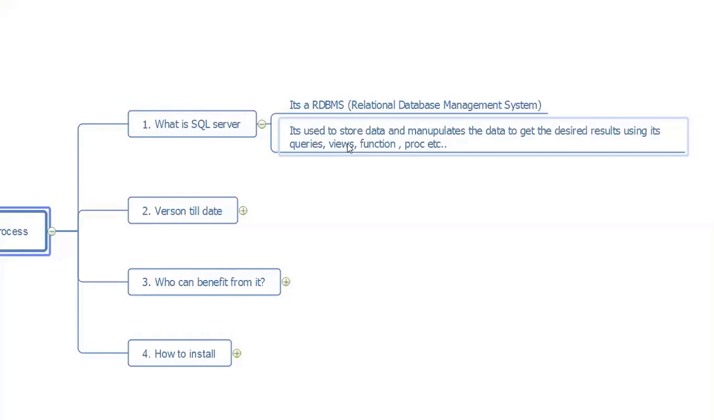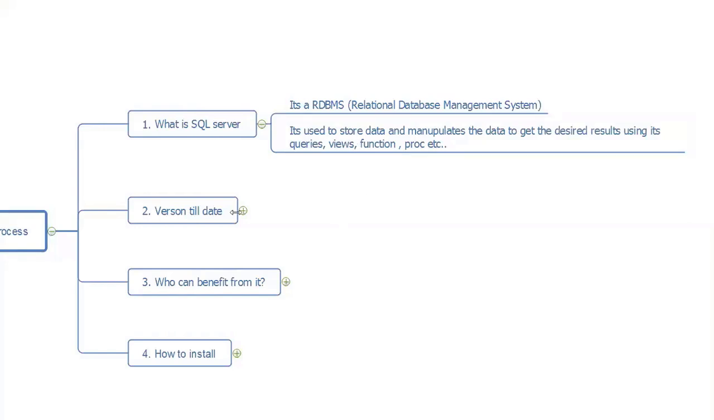And after storing data, you want to fetch the results, you want to pull the results again to see what the results of your input are. So that is also going to be fetched from this SQL Server data. So this is a relational database management system, and in short, it is used to store data and it manipulates the stored data to get your desired results, to fetch back the result in the UI.